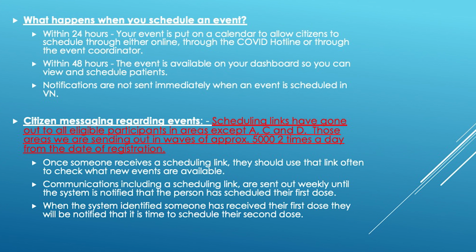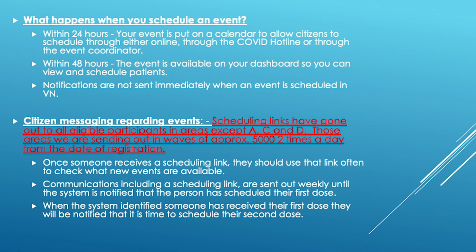As they've registered, we did February up through February 9th in A, C, and D. The next night we did up through February 10th. The next night we did through February 11th, so that we can move those through and get everybody a scheduling link. They can check back on that scheduling link to see when events are scheduled or created, and they can start to schedule for those.